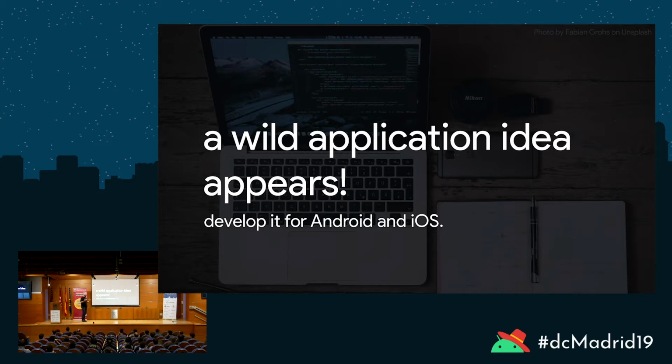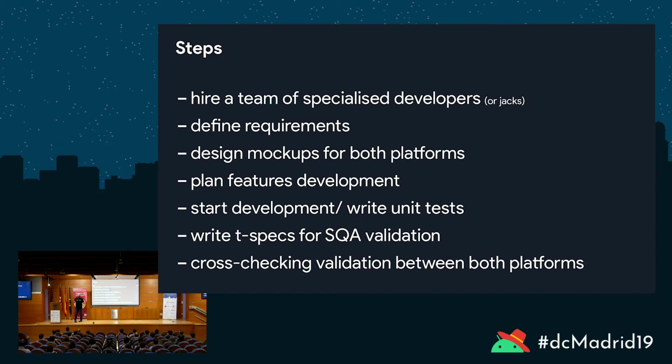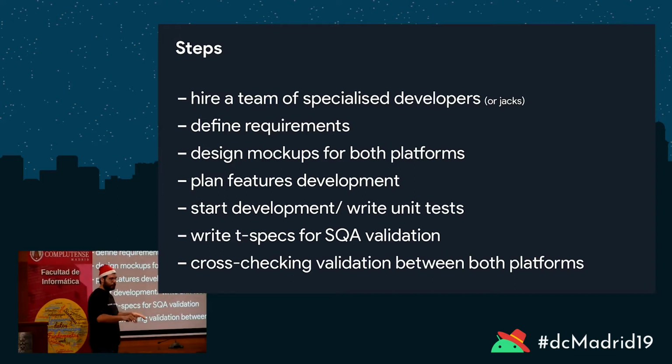But let's imagine that we want to develop an application for both Android and iOS. Typically, we're going to need to hire a team for Android, a team for iOS. We're going to need to define the requirements, to design mockups for both platforms. And please do design mockups for both platforms. We're going to need to plan the feature development. We need to start development, write unit tests in one platform and the other. We're going to write the specification for the QA team to validate, and then we need to cross-check between both devices to understand if the behavior in one application is the same on the other application. And when this doesn't happen, we need to fix the application on the platform that is wrong.